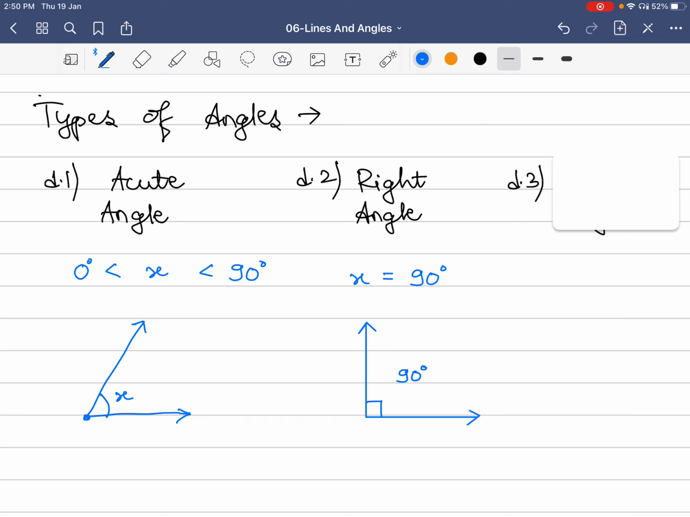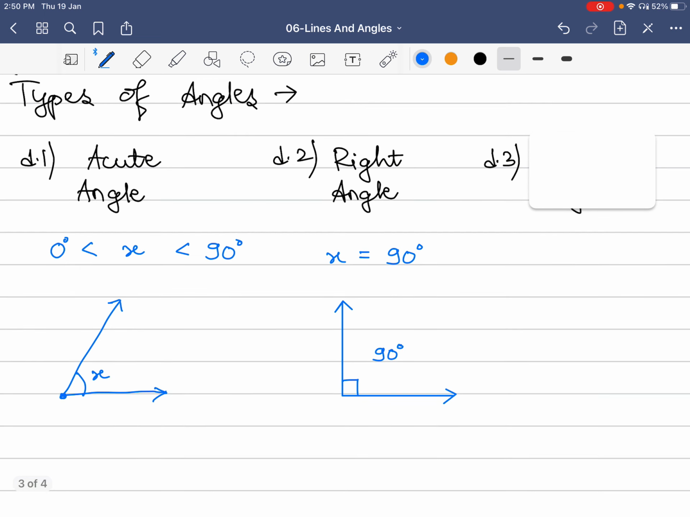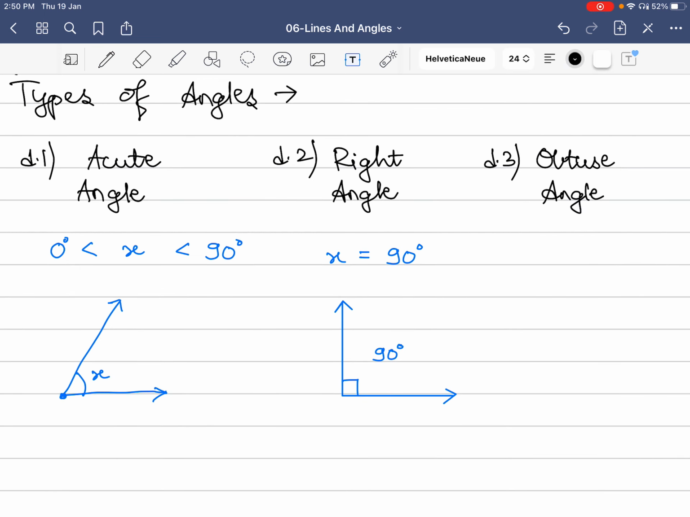Okay, so that's called a right angle triangle. And then we can easily guess what is the next one. That's an obtuse angle. So an obtuse angle is an angle whose measure, so I'll say x, is greater than 90 degree and it has to be less than 180 degree. An angle whose measure is greater than 90 degree and less than 180 degree is called an obtuse angle.